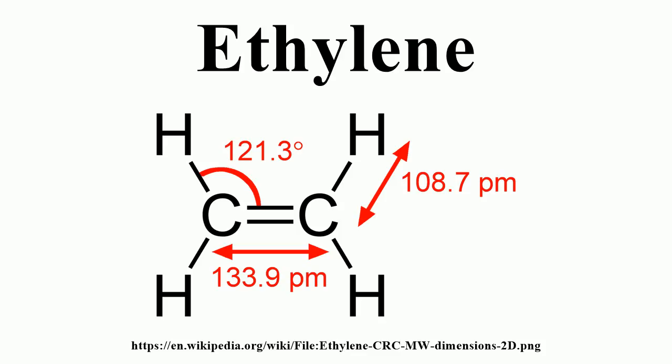Nomenclature. The 1979 IUPAC nomenclature rules made an exception for retaining the non-systematic name ethylene. However, this decision was reversed in the 1993 rules, so the IUPAC name is now ethene. Safety. Like all hydrocarbons, ethylene is an asphyxiant and combustible. It is listed as an IARC Class 3 carcinogen.